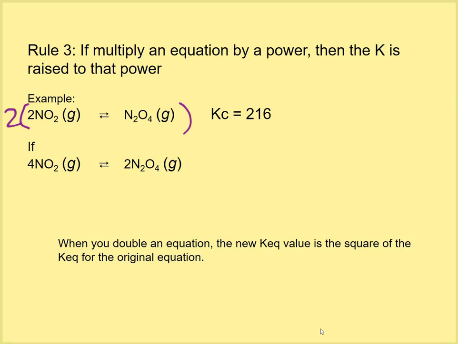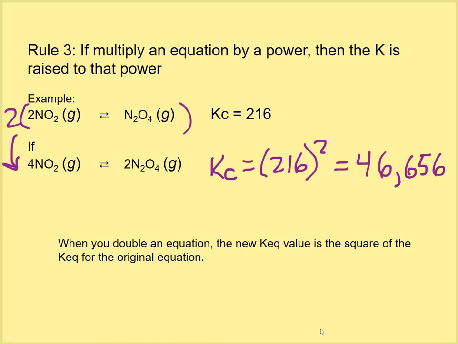So this would give me a 4-to-2 ratio. So my Kc, I would end up wanting to square it. That would give me about 46,656. If I did 6 sig figs, it would be 46,700. So again, if you double an equation, then the new equilibrium constant would be the square of that.